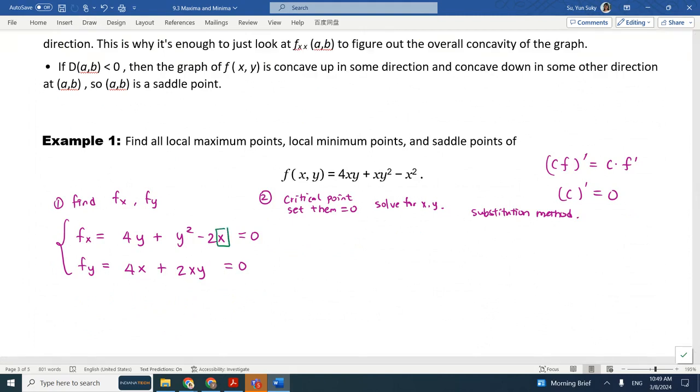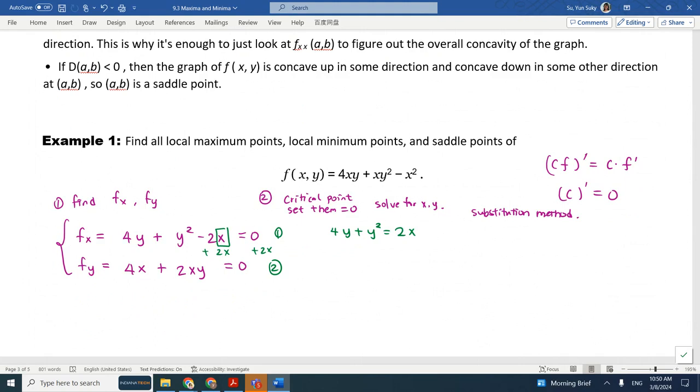So we compare. You see, x, the power is 1. We can solve for x. So we add 2x on both sides. We get 4y plus y squared is 2x. Right? And usually we should divide it by 2. But do you see here, we get 2x. So maybe you don't need to divide it by 2.